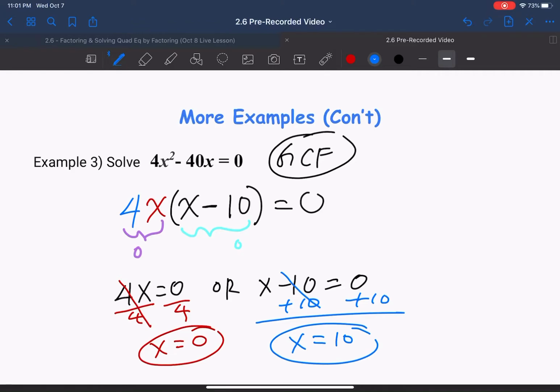So you have two solutions. Either x equals 0, when x is 0 and you plug in, everything becomes 0. Or when x equals 10, when you plug in, everything becomes 0. So you have two solutions.